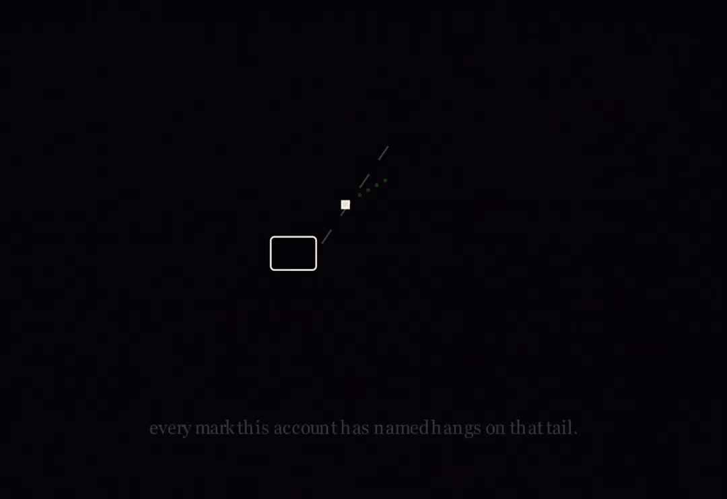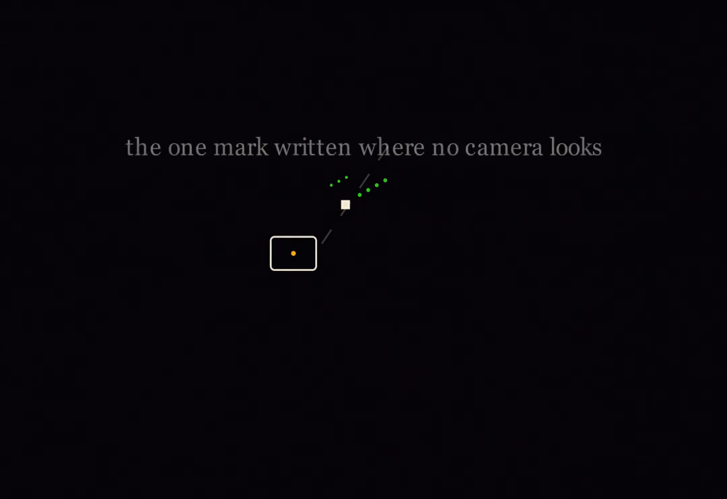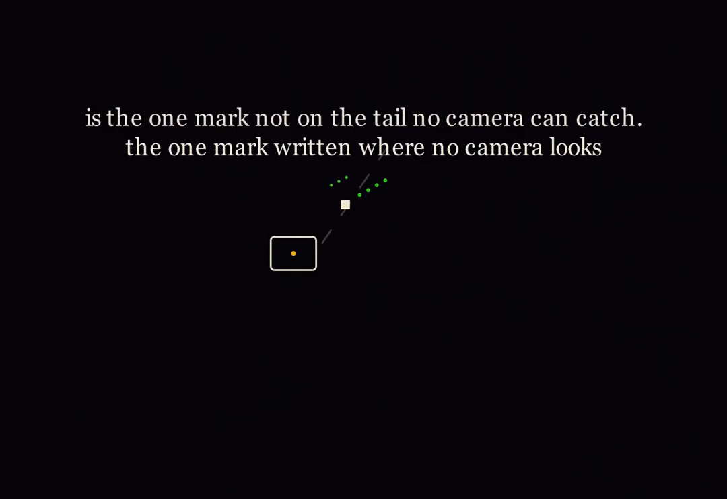The tail you cannot see, the tail no structure has ever photographed, the part of the stone where the cell was said to write. Every mark this account has named hangs on that tail. This one hangs nowhere near it. The one mark written where no camera looks is also the one mark not written on the tail that no camera can catch. The rest of the record is honest, and it stays honest. How the writer gets into the sealed pipe is unknown. The field has not finished answering it.